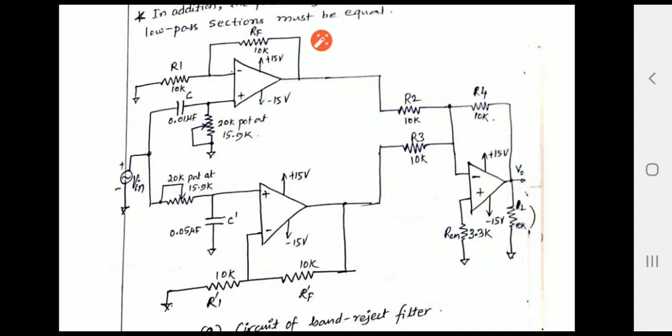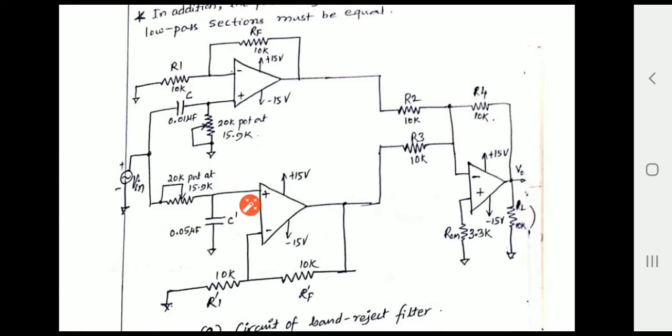This R1 and RF are used to provide the gain of the high pass filter, and this R1 and RF dash are used to provide the gain of the low pass filter. This part is the summing amplifier, because two resistors R2 and R3 are connected to the inverting terminal of the op amp, which acts as an inverting summing amplifier. Now we will study the working of the circuit.